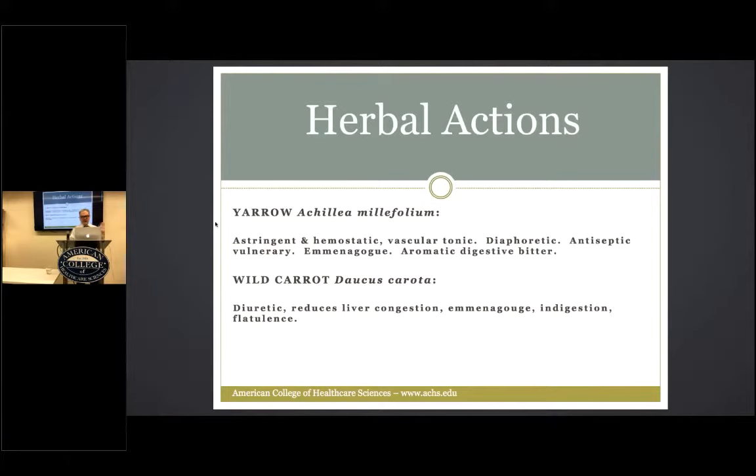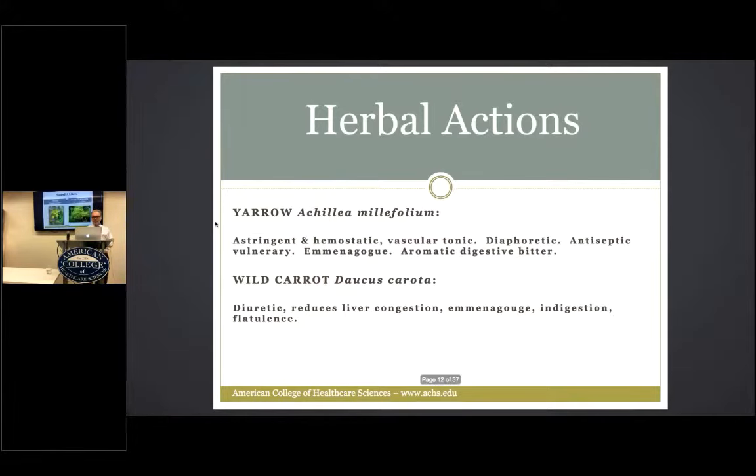Yarrow is a vascular tonic, it's diaphoretic, it's antiseptic, it's good for wounds. It helps balance a woman's moon cycles, and it's an aromatic digestive bitter, while wild carrot is a diuretic and reduces liver congestion. It's also helpful with adjusting a woman's moon cycle. So if you were looking for an emmenagogue herb, either one of these would have been okay.